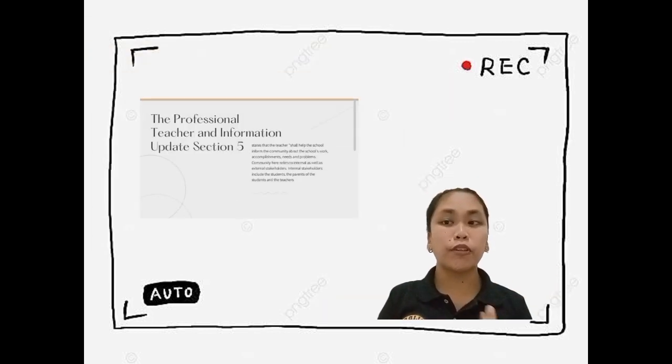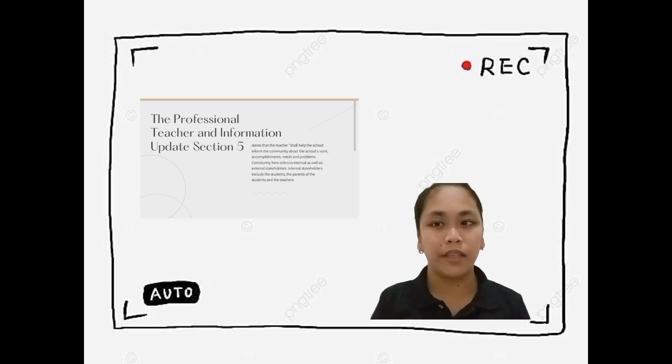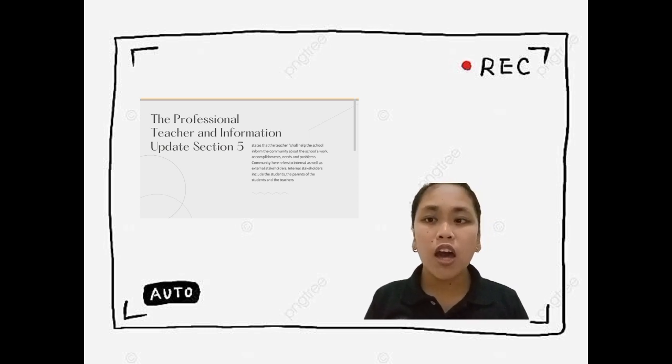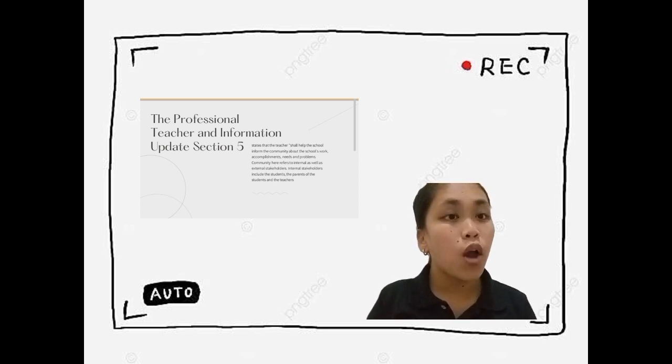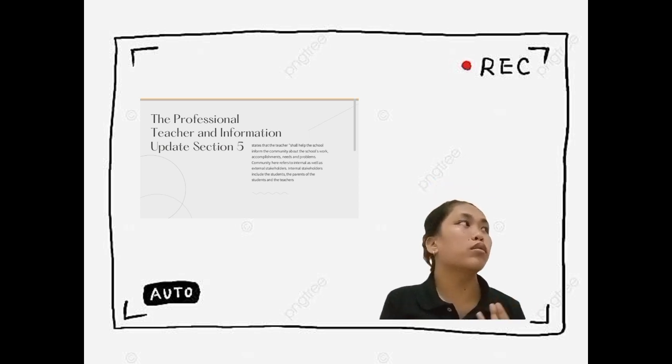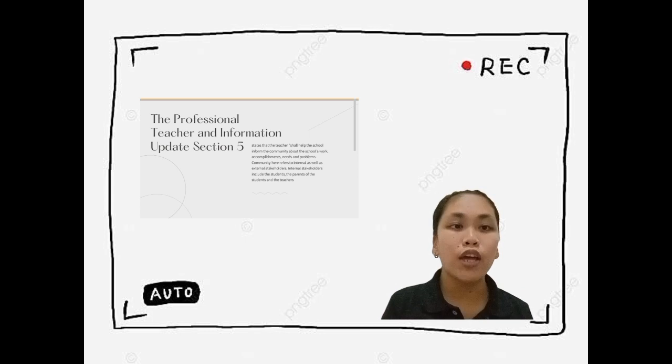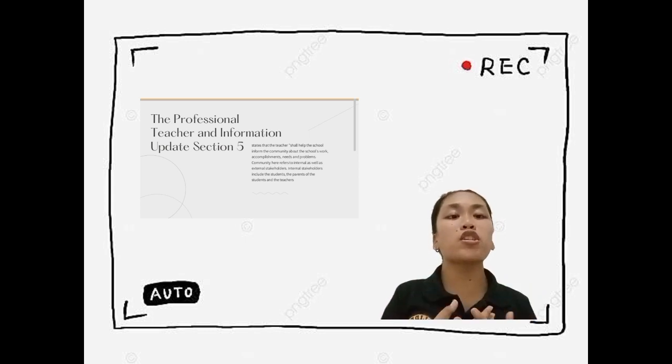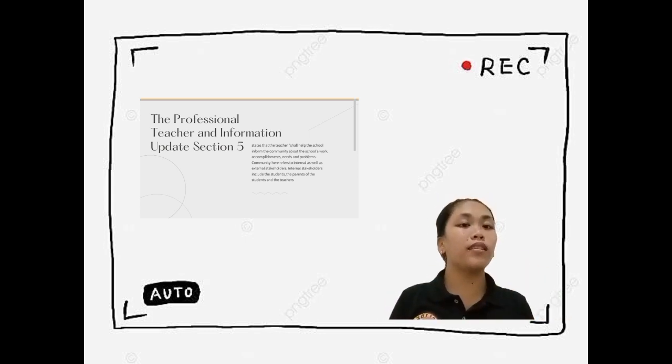Section 5, the professional teachers' information update, states that teachers shall help the school inform the community about the school's works, accomplishments, needs, and problems. Community here refers to internal as well as external stakeholders. Internal includes the students, the parents of the students, and the teachers. So we have our PTA, right? That is where the teachers would tackle what the students need in the school.